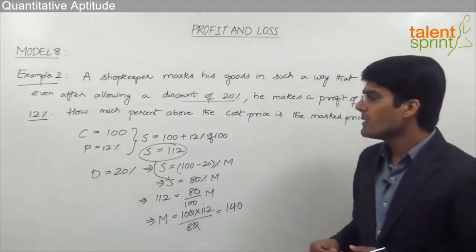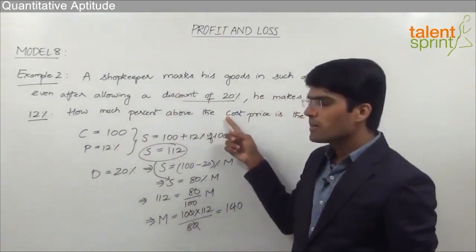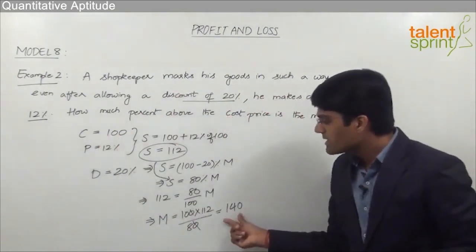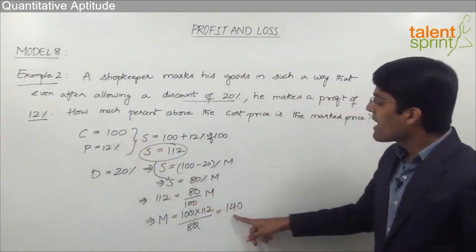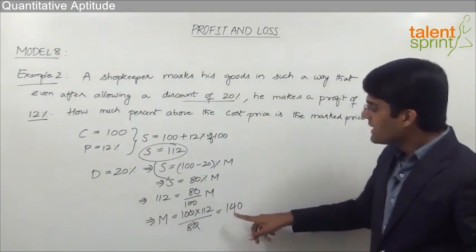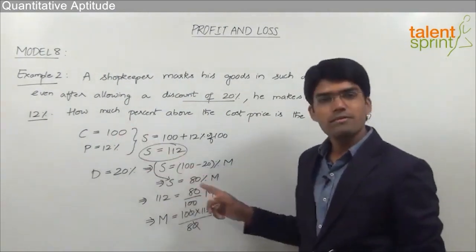So as you can see here, with an assumption that the cost price is 100 rupees and following the given question, we have found that the marked price has to be 140. That means for a cost price of 100, the marked price should be 140, such that even after a discount of 20% on this marked price, we can make a profit of 12%.